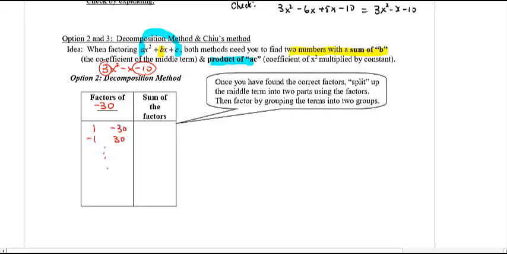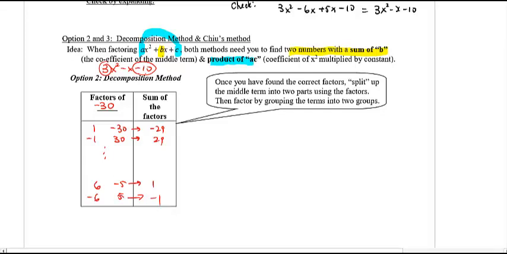But because I know that the sum has to be negative 1, I'm predicting that those 2 factors are pretty close together. And the closest ones together are 6 and negative 5. And then you have this combination, right? Negative 6 and positive 5, and that gives you negative 1. That makes more sense. So once I found the correct factors, your goal is to split up the middle term.